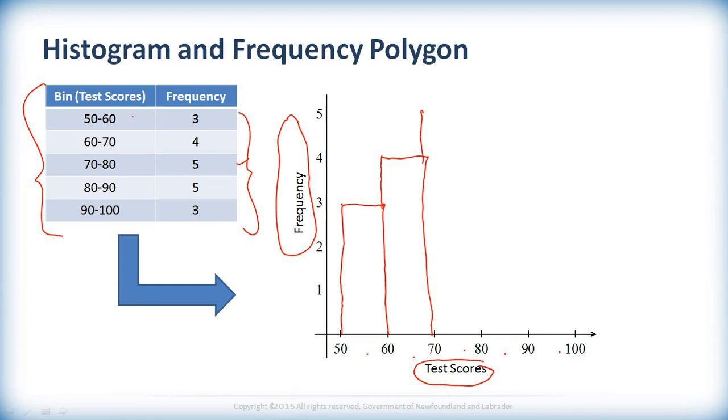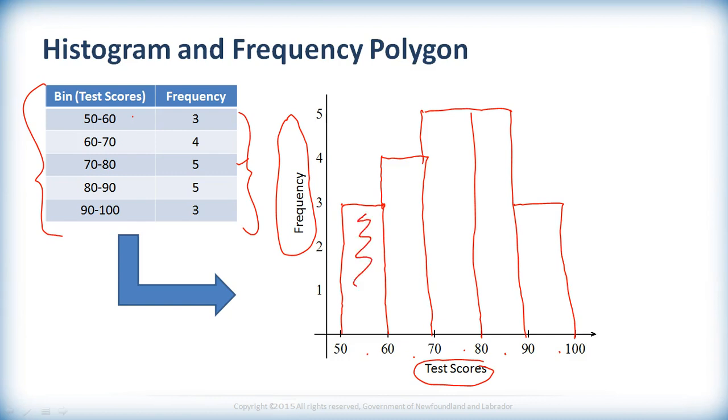And I think the next interval after that also goes to 5. So we'll make 2 rectangles here that are going to be about the same height. So there's one for the 70s, and there's one for the 80s. And then the last one for the 90s only goes up as high as 3. And we get that one drawn, and la-da-da, we have our histogram.